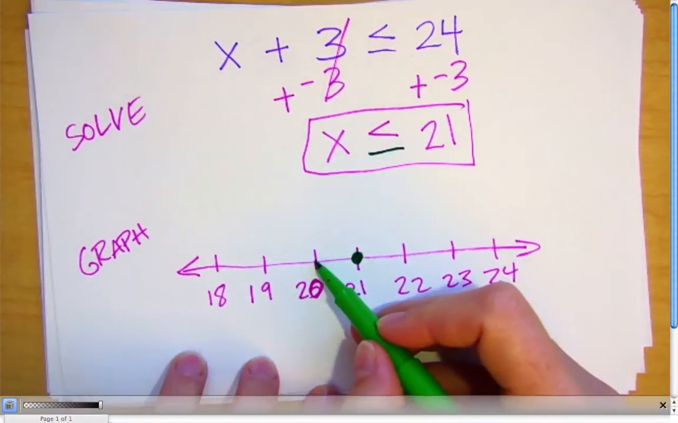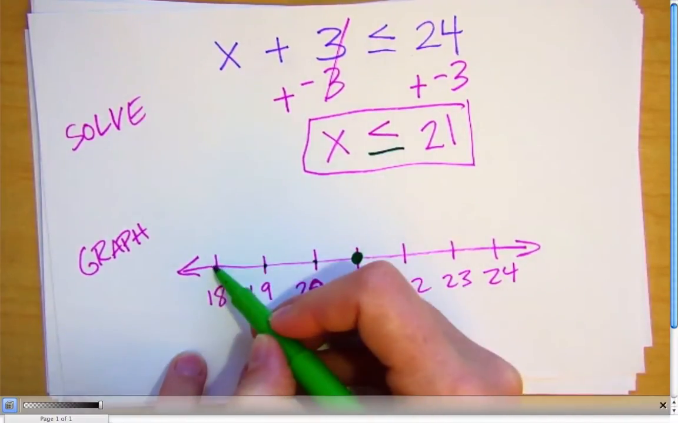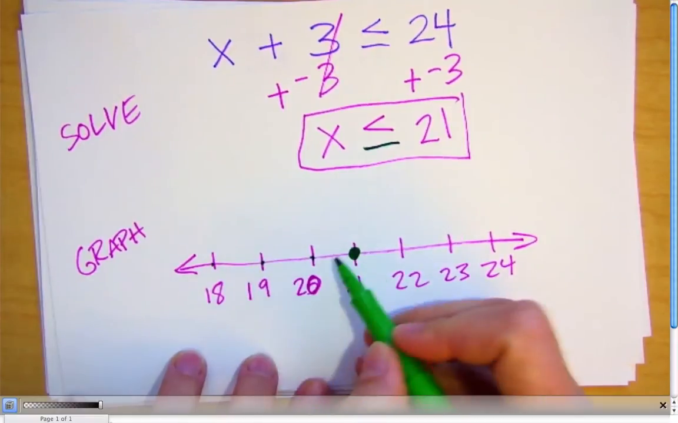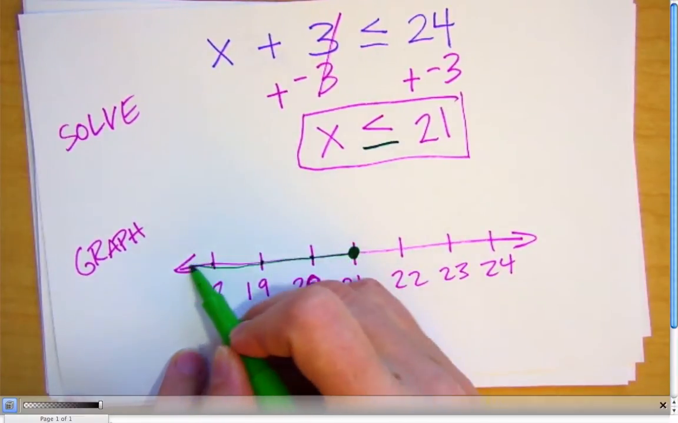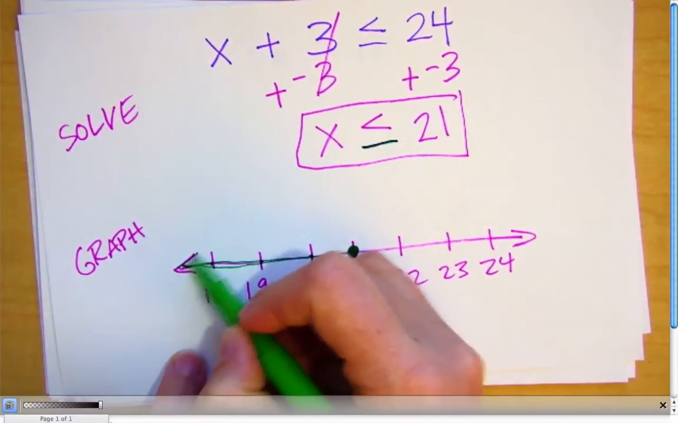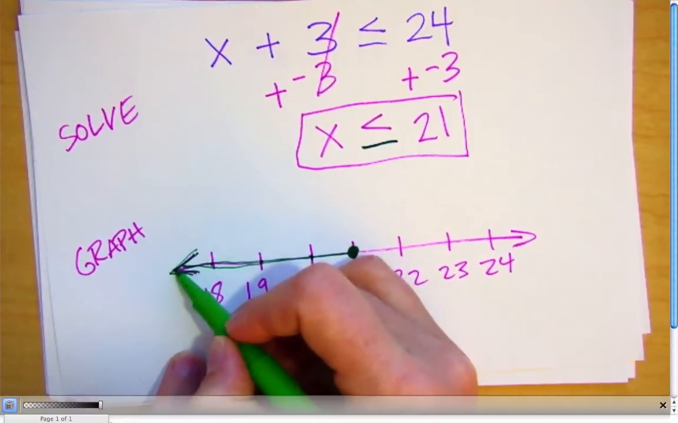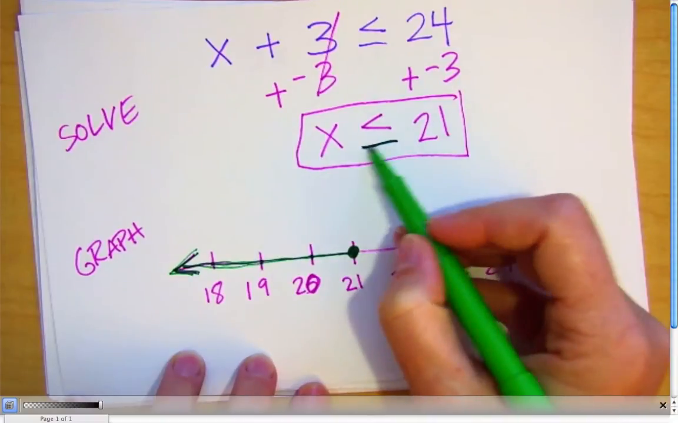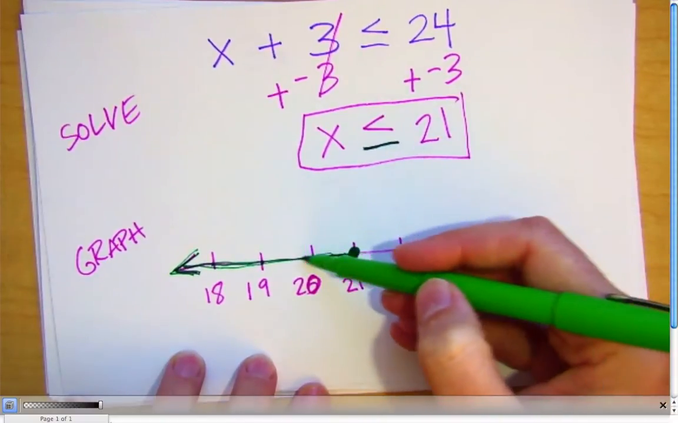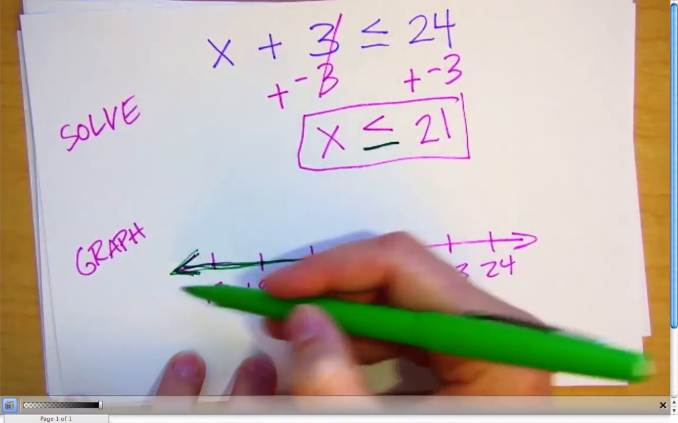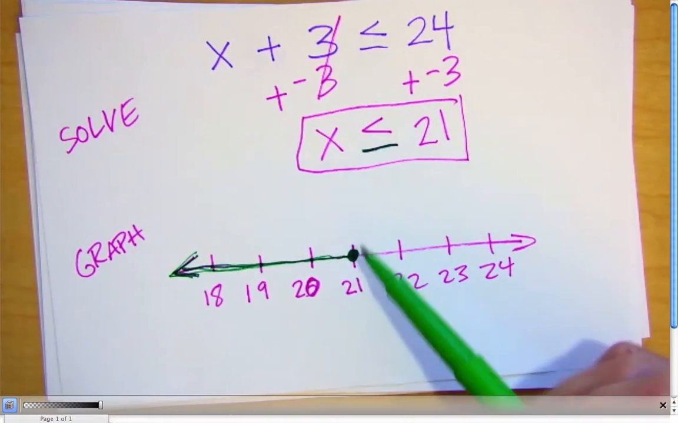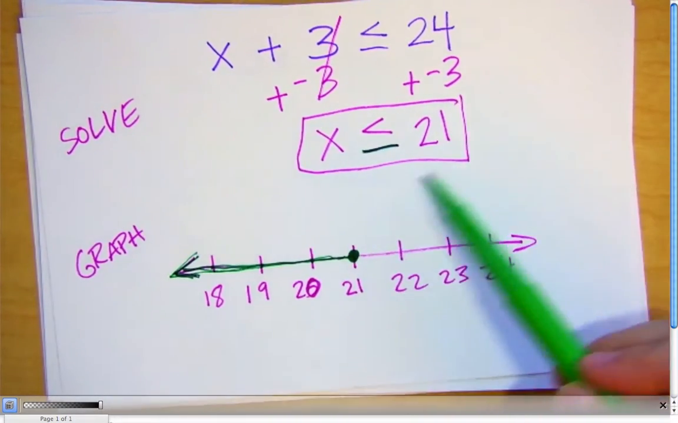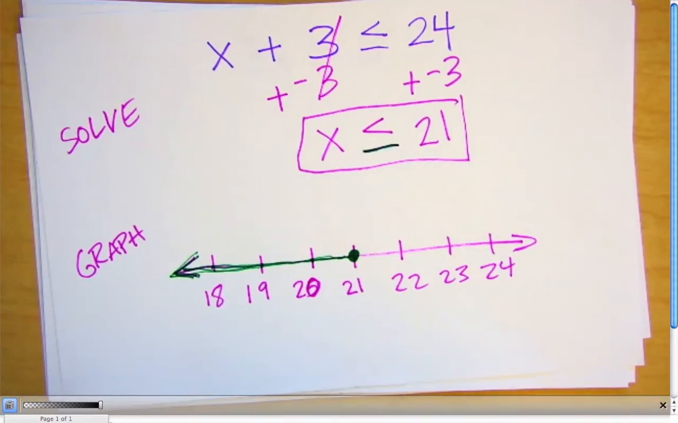But it's not just these numbers, so I don't want to just put dots on them. It's everything in between, right? So I'm going to put a solid line going all the way in this direction and put an arrow showing that it just keeps on going. So I have a solid dot on 21 because it can equal 21. And then I have a line with an arrow going all the way down to represent all of the numbers that are 21 or less. So that's graphing your solution.